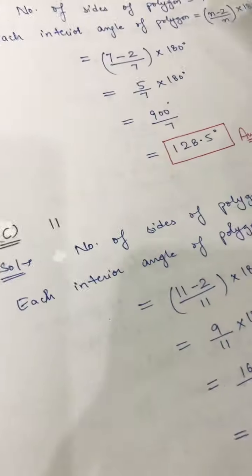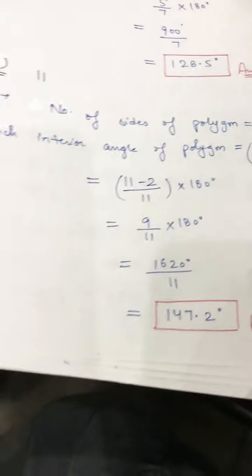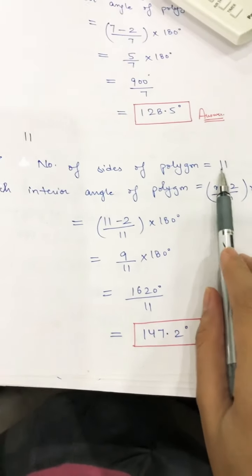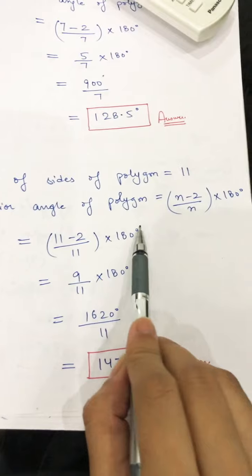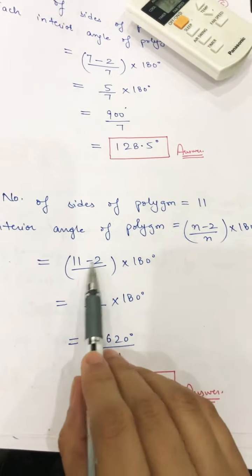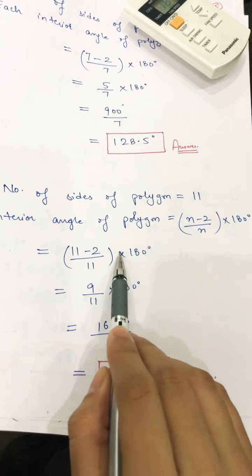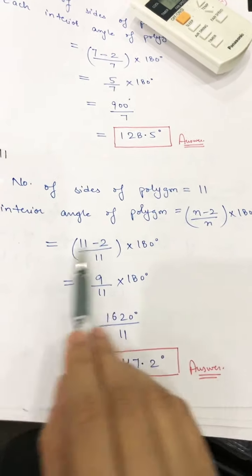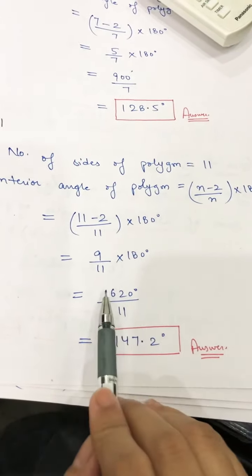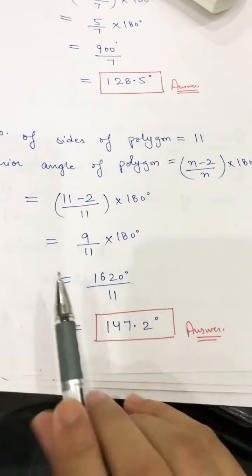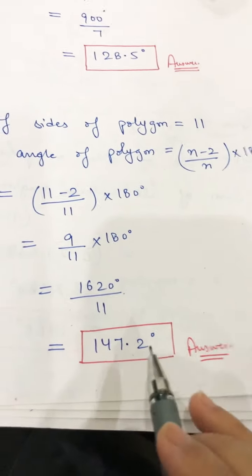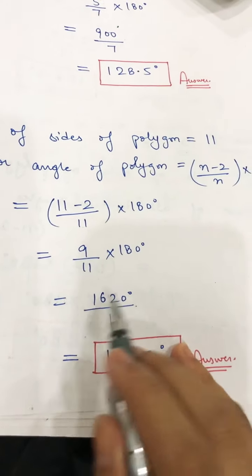In this part, again what is given to you? The number of sides of the polygon is given as 11. Each interior angle of the polygon is equal to (n minus 2) divided by n multiplied by 180. Now n is 11. 11 minus 2 divided by 11 multiplied by 180 degree. Now minus, it is 9 upon 11 multiplied by 180. 9 multiplied by 180 is equal to 1620 degree, divided by 11, it is equal to 147.2 degree. The answer is coming in decimals, because this will not completely cancel with 11.